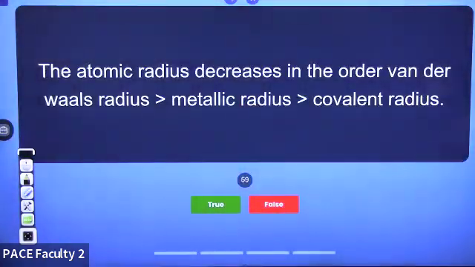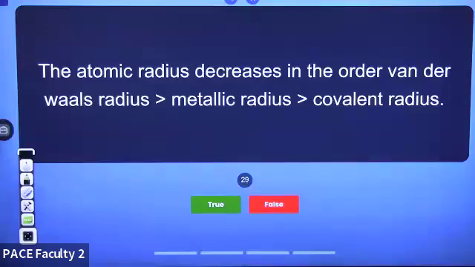First question. Atomic radius decreases in the order van der Waals, then metallic, then covalent. True or false? Metallic radius is the same thing as ionic radius. Okay, I am getting answers. Very good. Shubham, Gaurav, Aditya, Rati, Dumka. These are the names of kids who have answered correctly. Okay, Angel and Sonal, Rahul also.